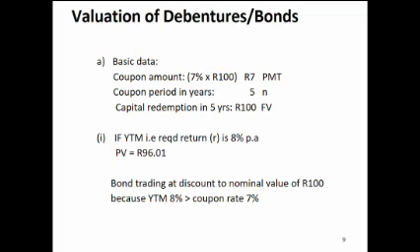So why is the present value less than the face value? This bond is said to be trading at a discount to the nominal value of 100 Rand. So the present value is less than the nominal value, which means it is trading at a discount. And the reason for this is that the yield to maturity is 8%. This is the required return, but the actual return that this bond is paying is 7%. So the actual return is less than the required return. Therefore, the value of this bond is going to be at a discount to its face value.